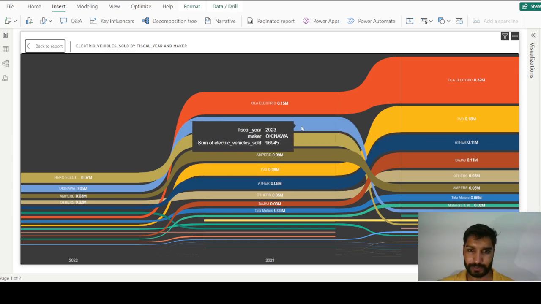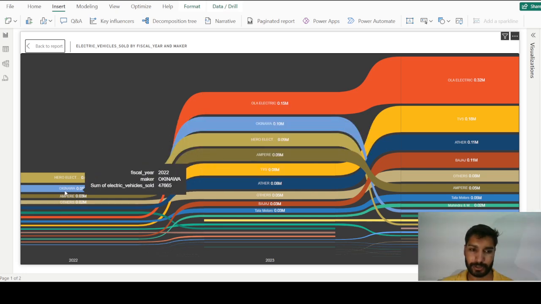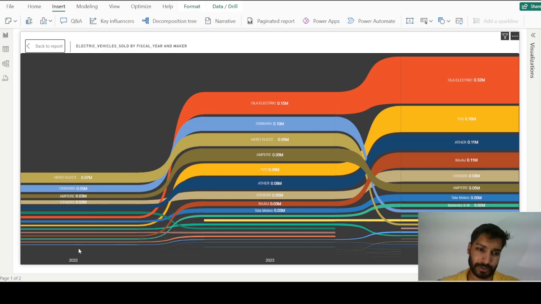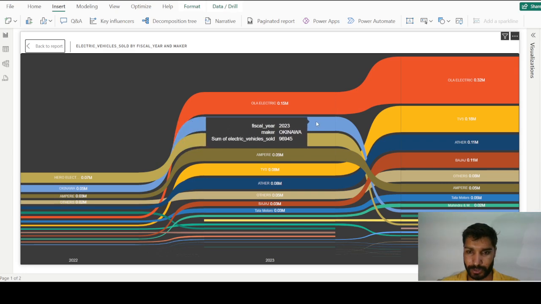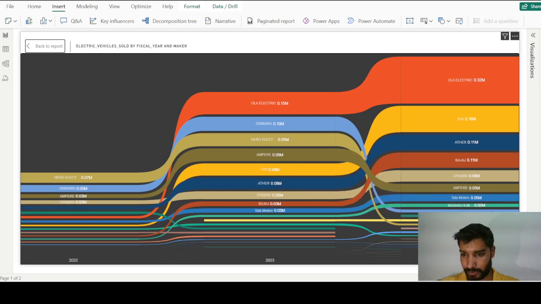Like we can easily analyze Okinawa. It is doing great in 2023, and also it did great in 2022 with 0.05 million. Then it grew to 0.10 million, and then in 2024 it is degrowing.